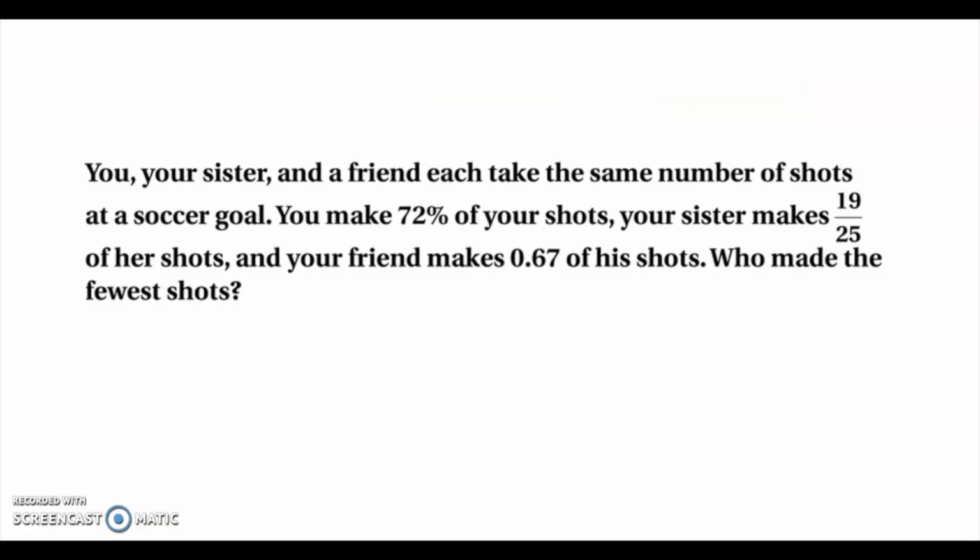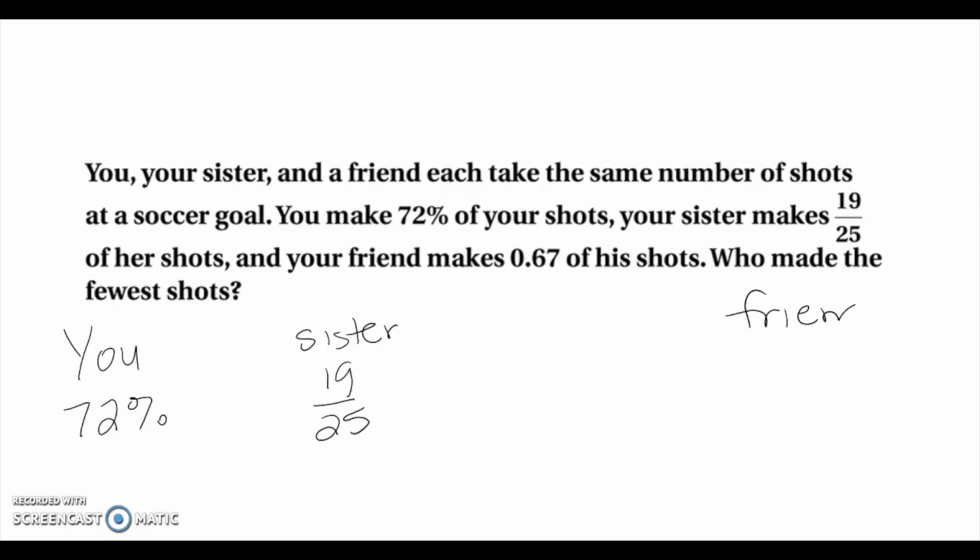All right, let's look at a word problem. You, your sister, and a friend each take the same number of shots. You make 72% of your shots. Your sister makes 19 out of 25 of her shots. And your friend, I'm going to put the friend way over here, makes 0.67. So we want to know who made the fewest, so who has the smallest percentage.